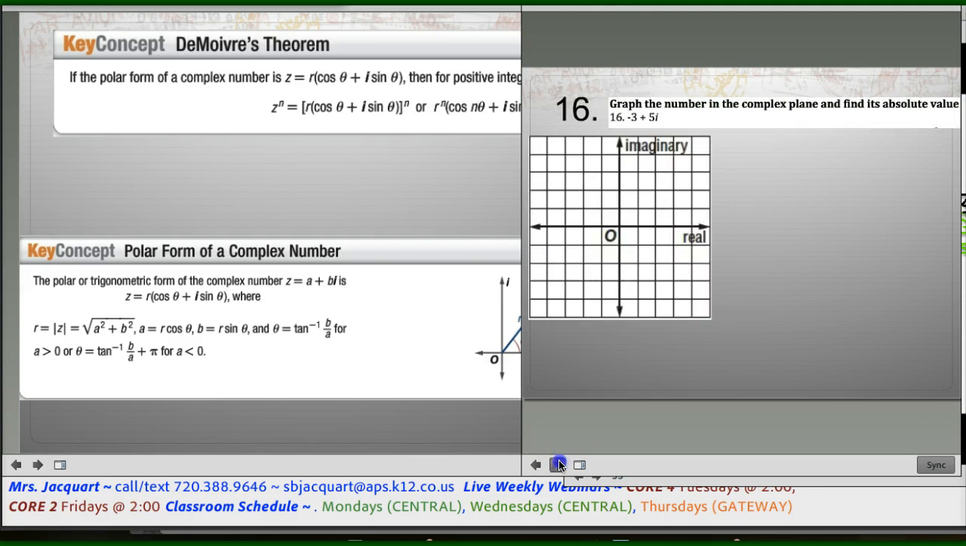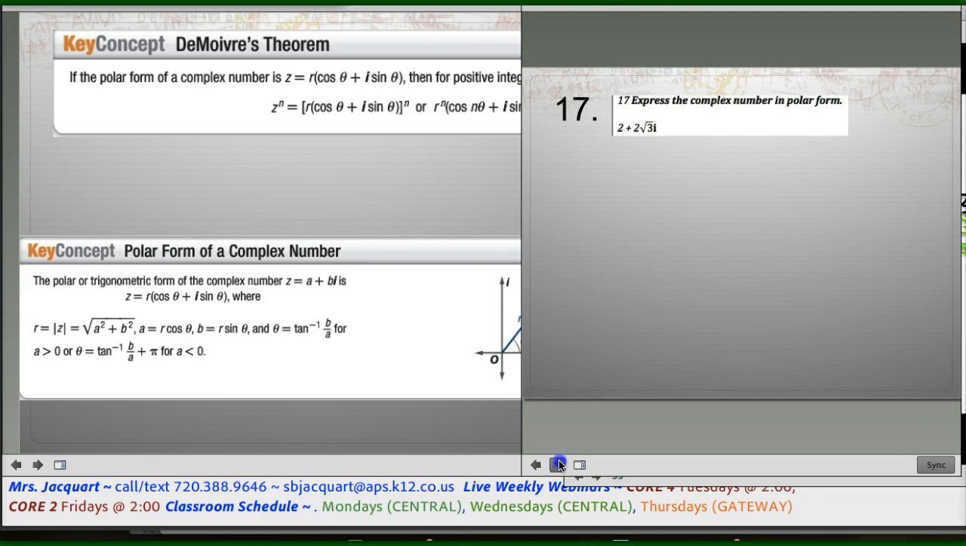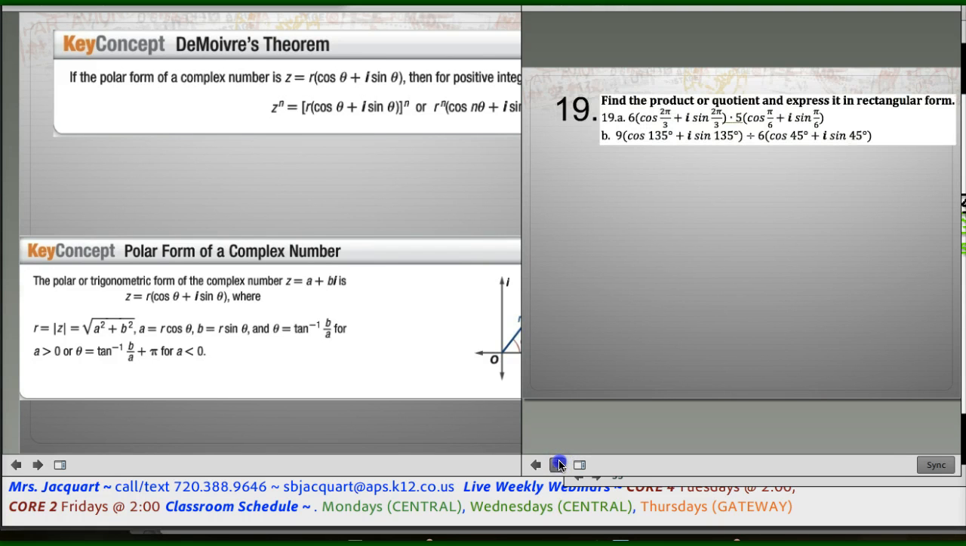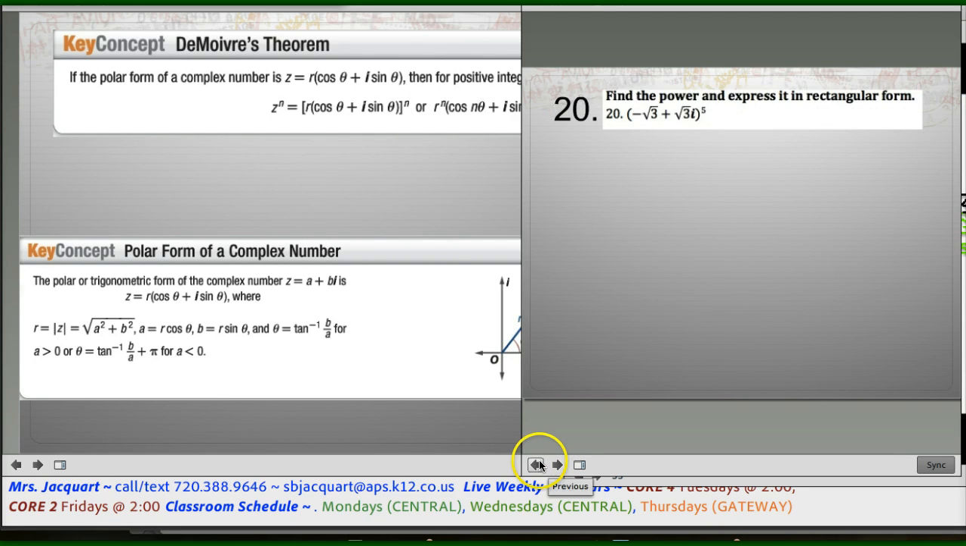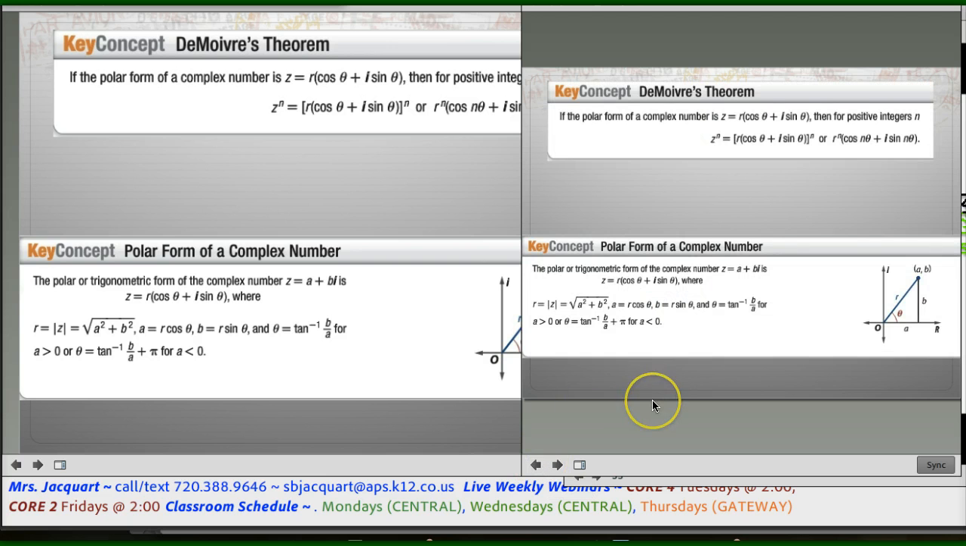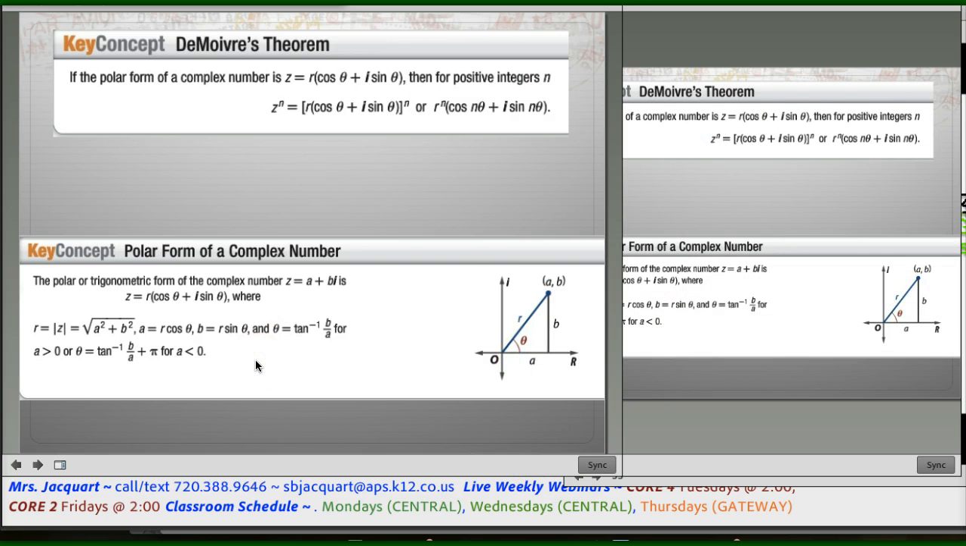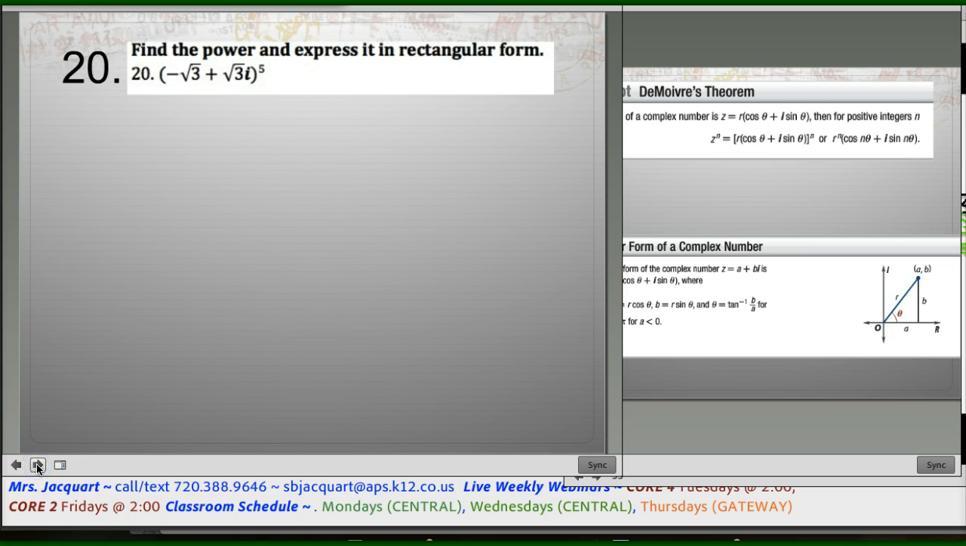This is a power one. There we go. Now let's look at our power ones and look at the key components. If I have it raised to the nth power, I'm going to do r to the nth power, and my angles I'm going to multiply by n. Okay, nth power angles. And we may have to find r, we may have to find theta.